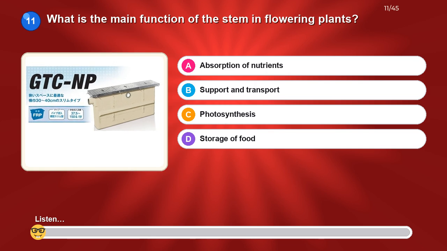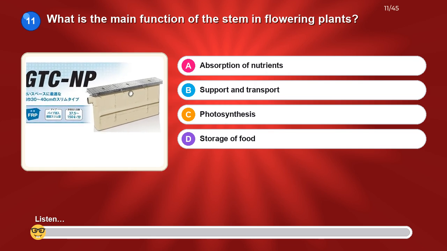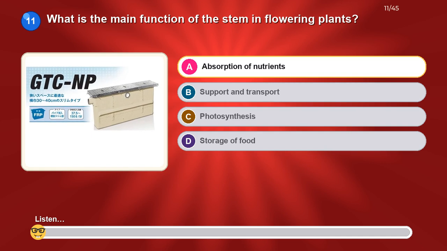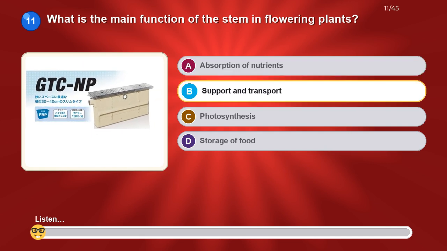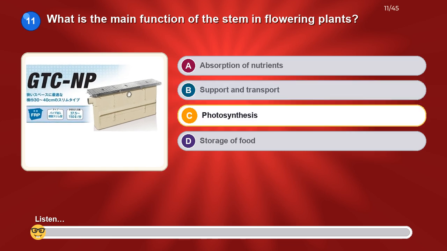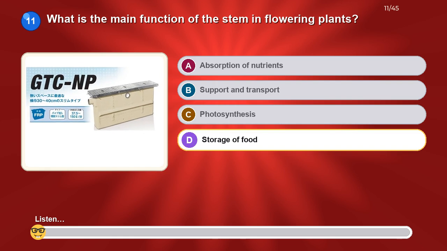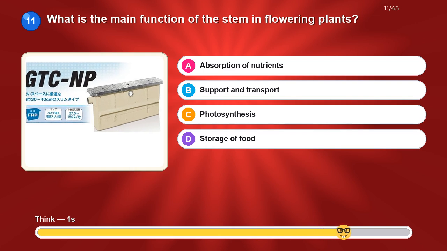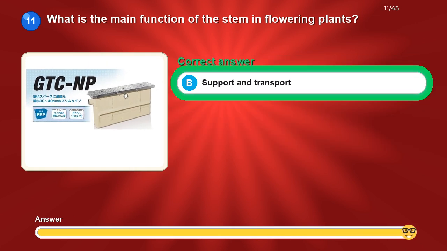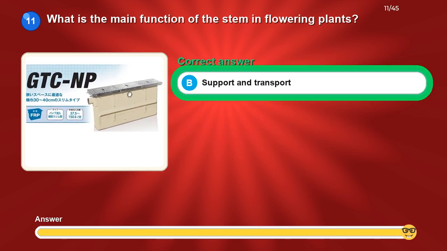What is the main function of the stem in flowering plants? Option A, absorption of nutrients. Option B, support and transport. Option C, photosynthesis. Option D, storage of food. The correct answer is support and transport.